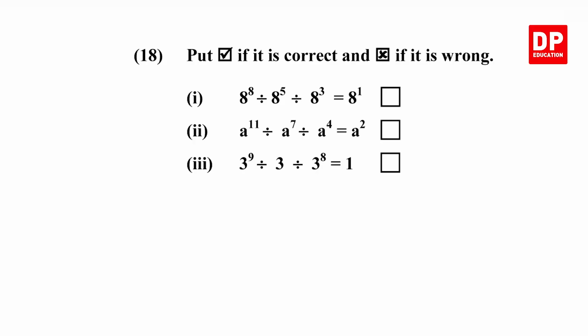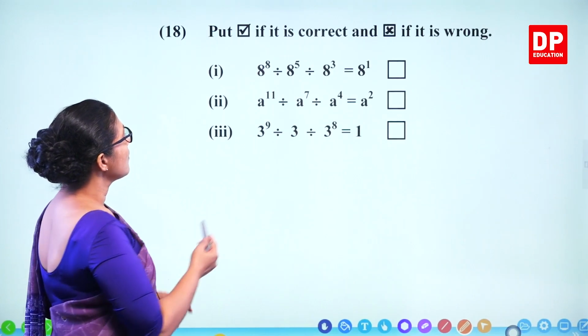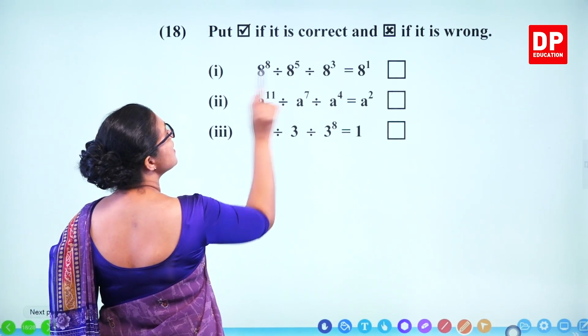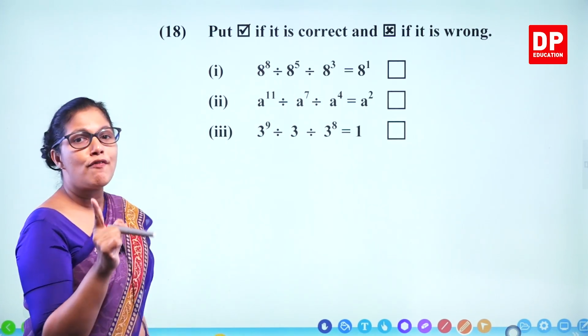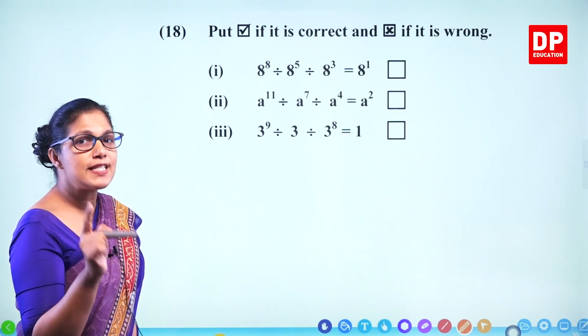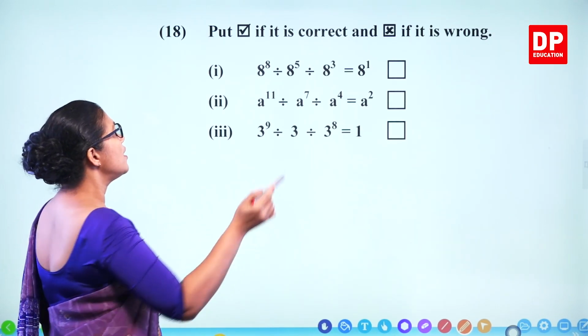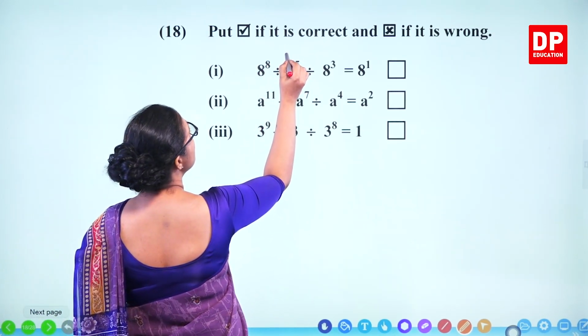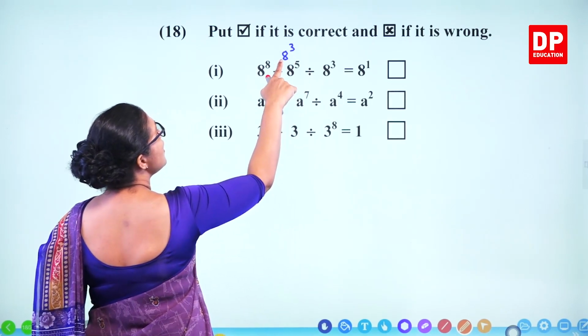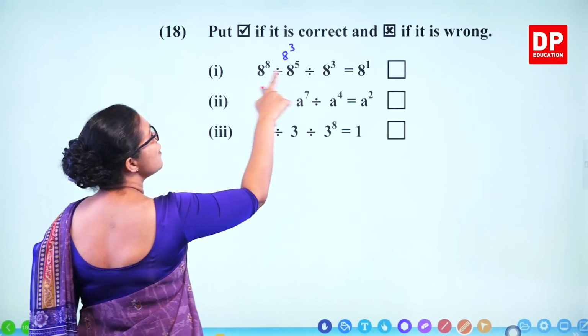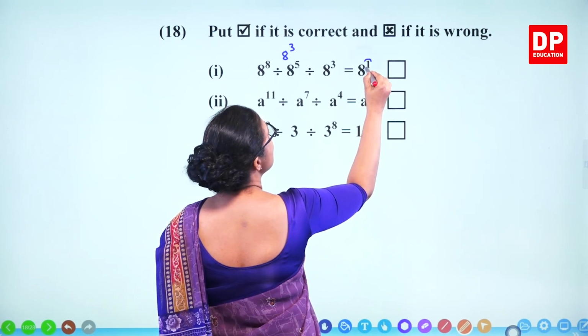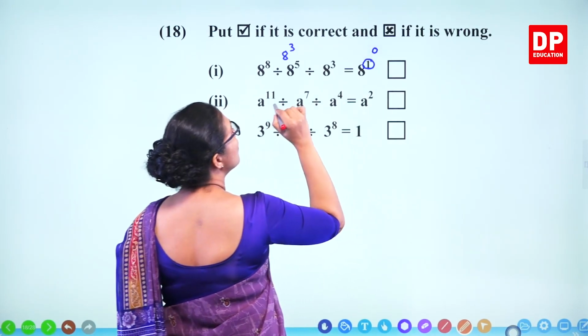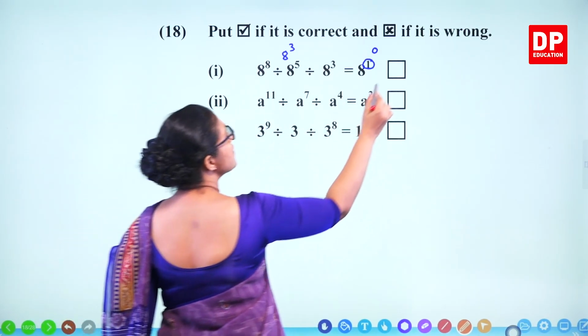Question number 18. Put a tick if it's correct and cross mark if it is wrong. 8 to the power 8 divided by 8 to the power 5. Same base, different powers division, you subtract the powers. So you get 8 to the power 3 here. Then 8 to the power 3 and 8 to the power 3, when you subtract, you are getting 8 to the power 0, not 1. So that's wrong.